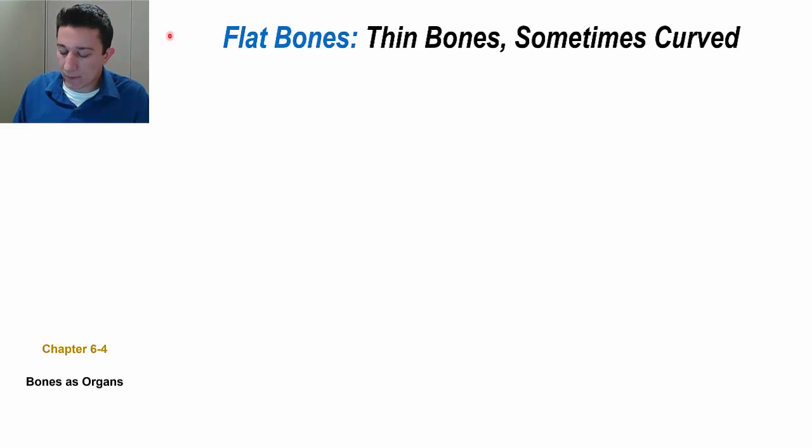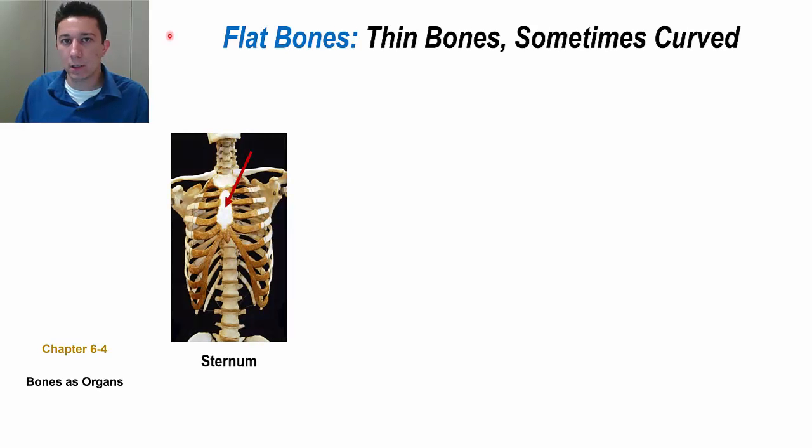Our third type of bone that we'll take a look at is a flat bone, and these are thin bones that sometimes are curved in their shape, but these are usually flattened or thinned bones.